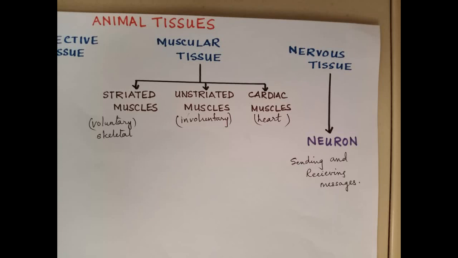Finally, we come to the nervous tissue. The nervous tissue consists of the neurons. There are millions and millions of neurons in our brain and spinal cord all along our body. And what is their function? Their function is sending and receiving messages. So, this is all about animal tissue. We have just done a quick explanation of plant and animal tissues. We will deal with all these in detail regarding their functions, where they are present, in our next video.